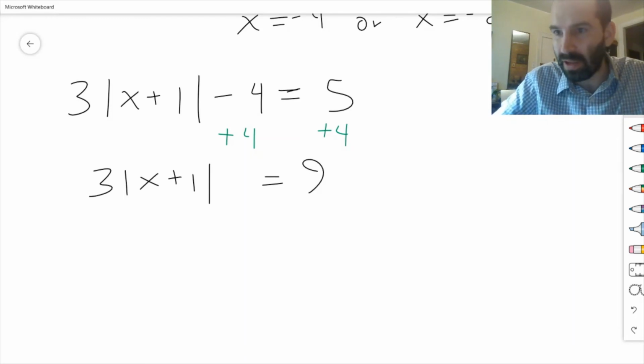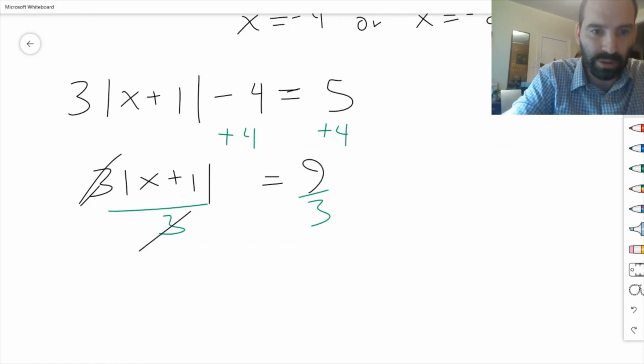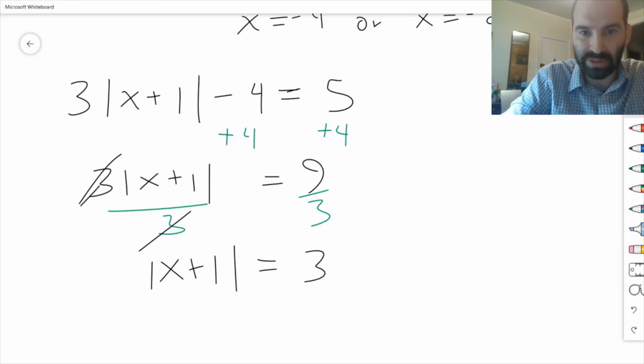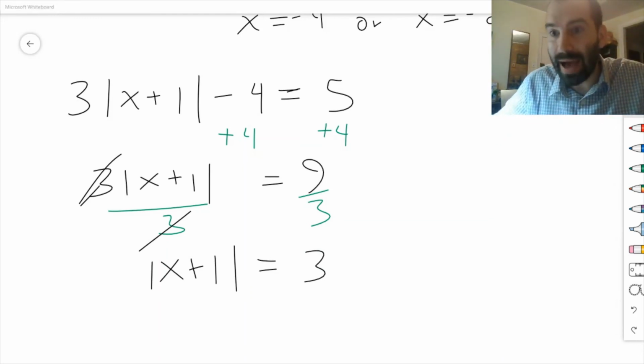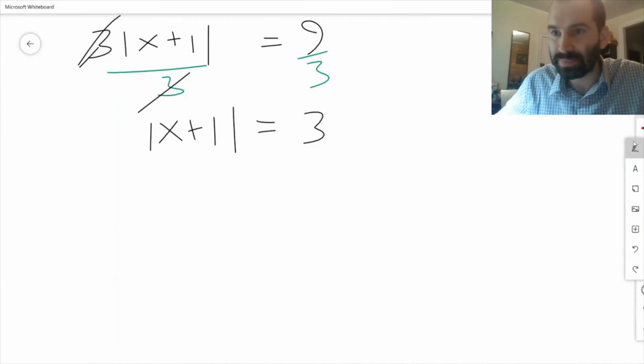Go ahead and try it. You'll see. And then what do I want to do? I want to divide both sides by 3. Okay. So 3 divided by 3, that nukes the 3. So I get the absolute value of x plus 1. 9 divided by 3 is 3. Okay, well, I got it. I got the absolute value all by itself. So what do I do next?